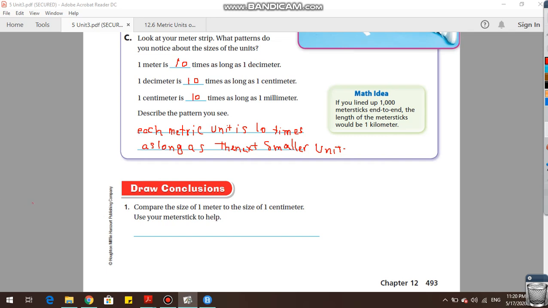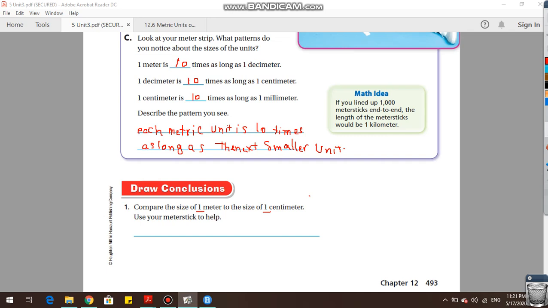Here in number 1, draw conclusions. Compare the size of 1 meter to the size of 1 centimeter. Use your meter stick to help. Okay, guys, I don't have a meter stick. Obviously he wants me to compare between meter and centimeter. And we said that we can compare between two different units. So I will need to convert meter into centimeter. But how?